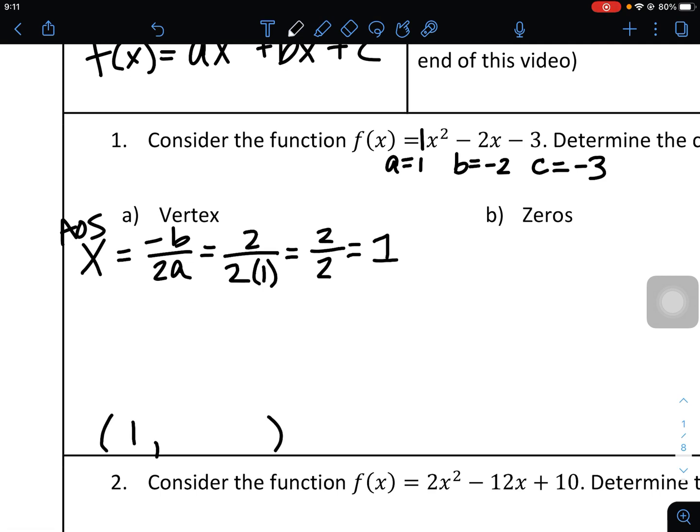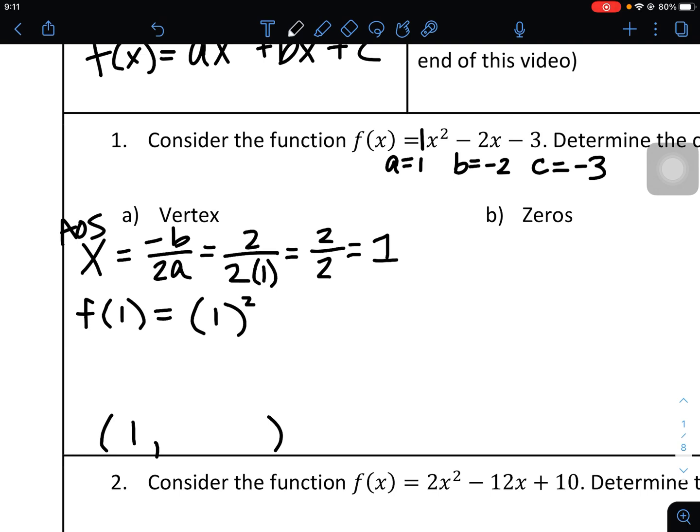We're going to substitute that value back into our function to determine the y value, to determine the output. So we're going to solve for f of 1. When the x value is 1, what is the y value? Don't forget parentheses.